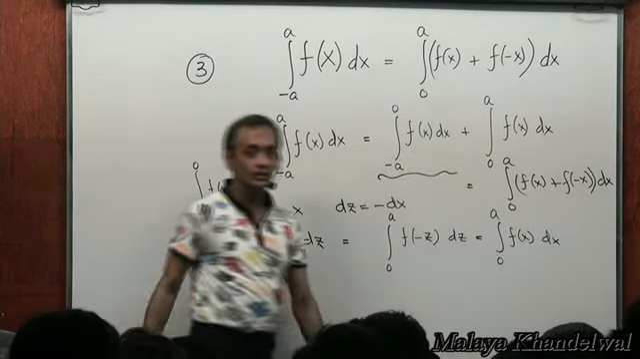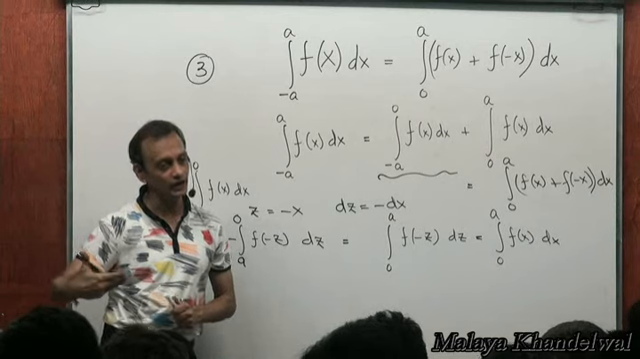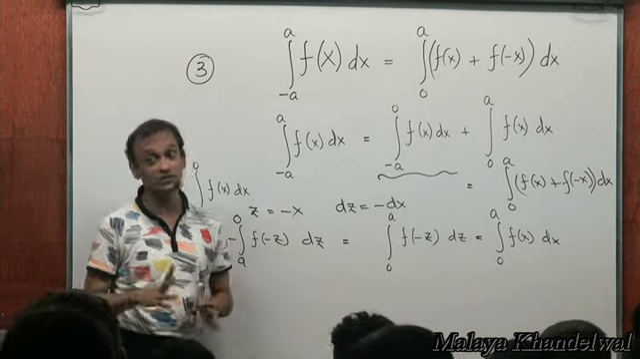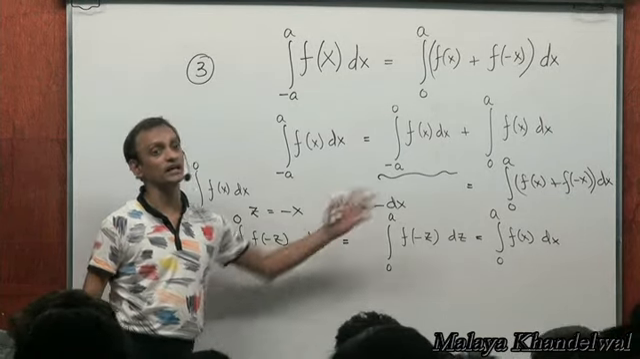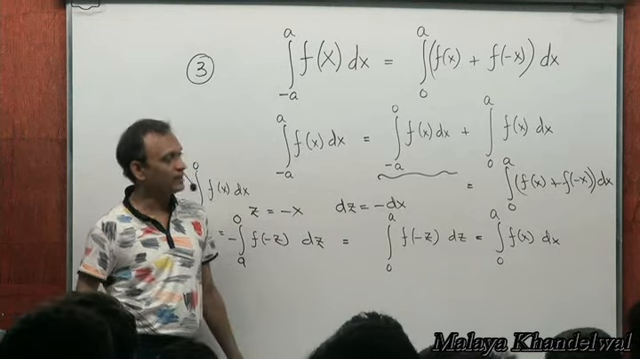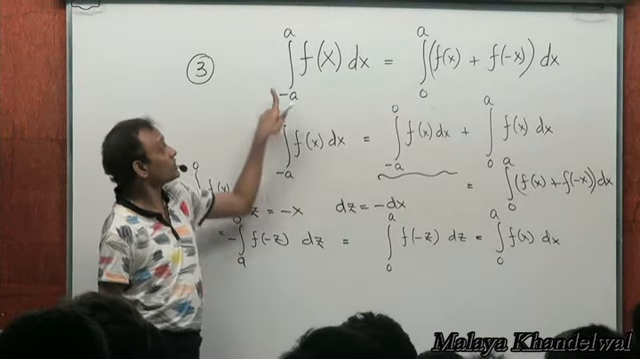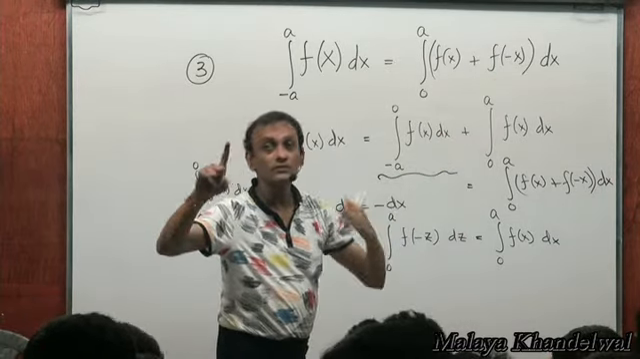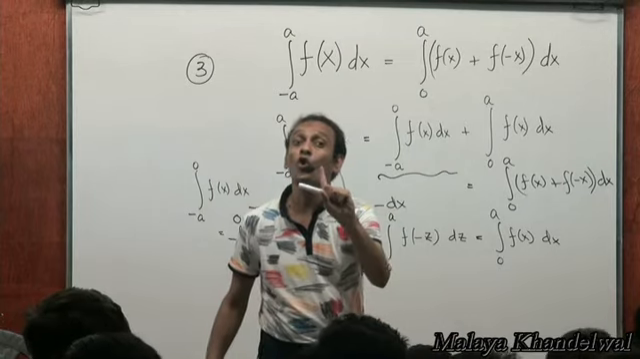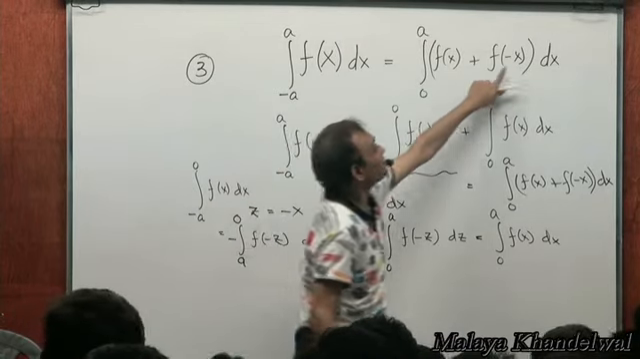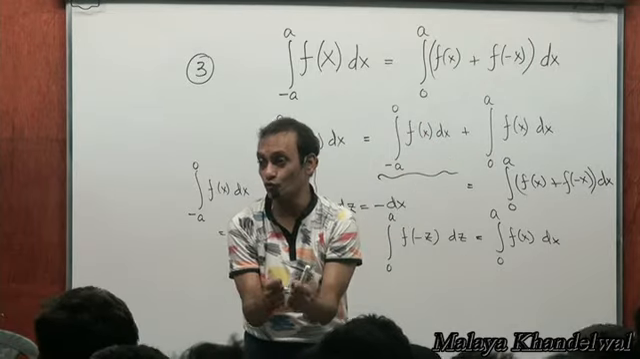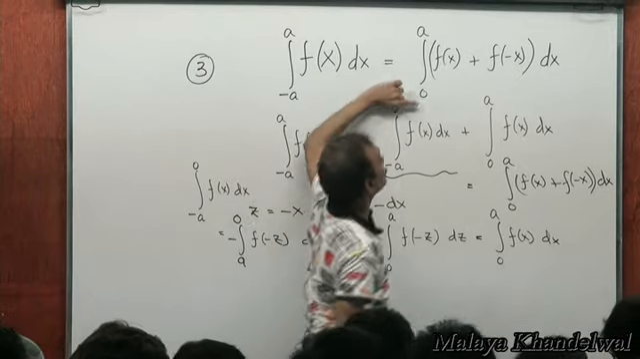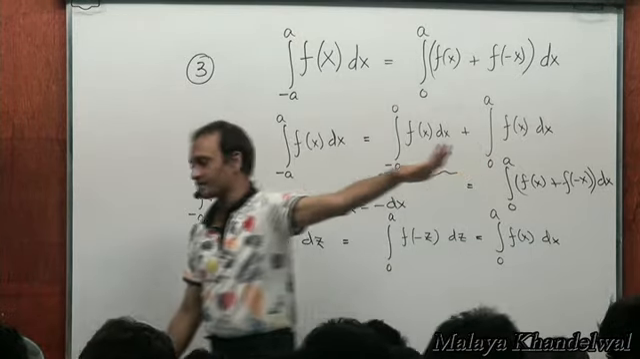Again, I rate this property very high. Maybe the first one the best, the second one the second best, and this one almost as good as the second best. So a very highly rated property in terms of application. The integral from minus a to a is the integral from 0 to a of f(x) plus f(minus x). If f is an odd function of x, then f(minus x) plus f(x) will be 0, and this integral will be 0. If f is an even function of x, then this will become twice the integral from 0 to a of f(x) dx. Yes or no? Right?